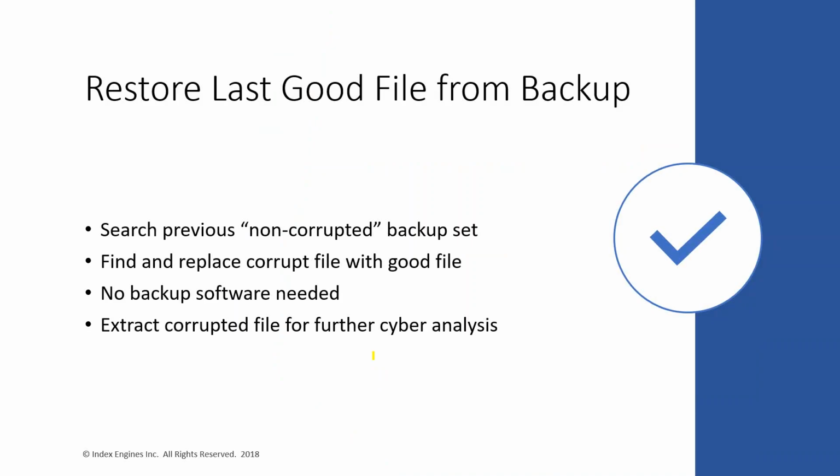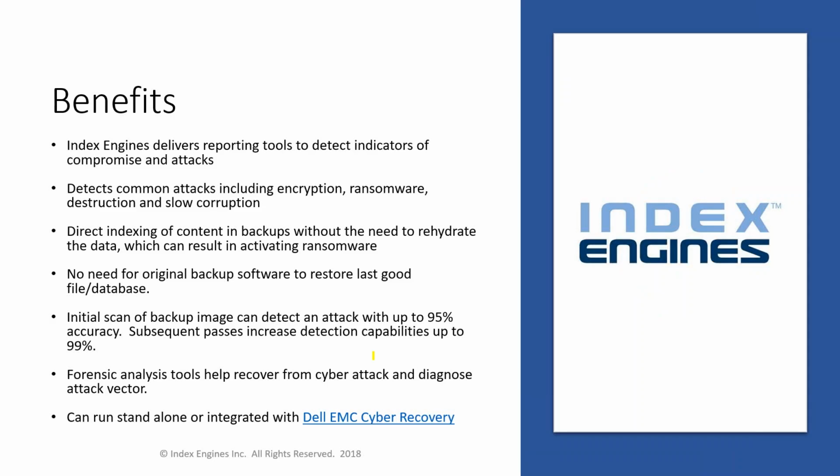So now that you've detected the files that had problems, Index Engines has the ability to restore from last good backup. If you are analyzing backup images, we can find that the last observation, the observation yesterday, was a green light, a good situation for that clean backup. So let's take those files and replace them from that backup. Index Engines has the ability to index those backups and extract individual last good files and replace them without using the backup software. Also, if those files are in the backup format, the corrupt files could be extracted for further cyber analysis as well. So that's the general introduction.